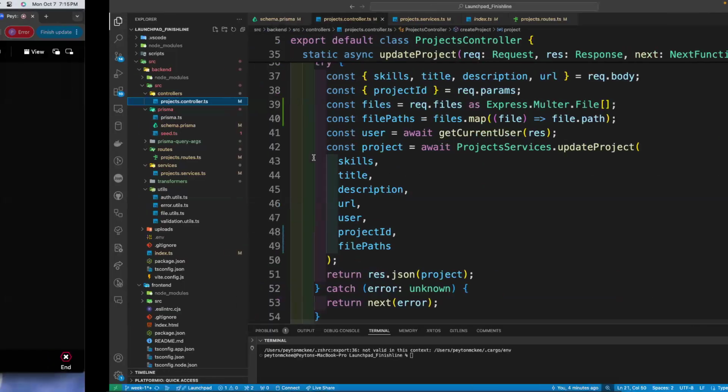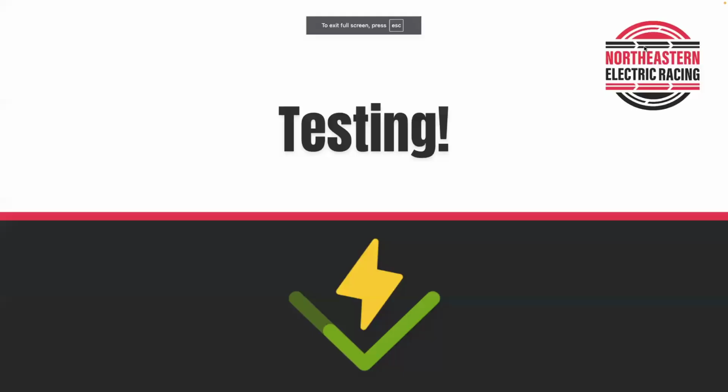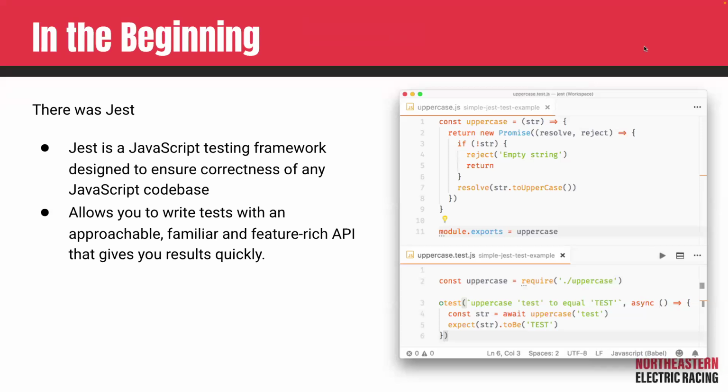All right. We're going to talk about testing now. So back to slideshows. Testing. In the beginning, there was Jest. Jest is a JavaScript testing framework, extremely massively popular. Very good. It does pretty much everything you would ever want a testing framework to do. As it says here, it allows you to write tests with an approachable, familiar, and feature-rich API that gives you results quickly.